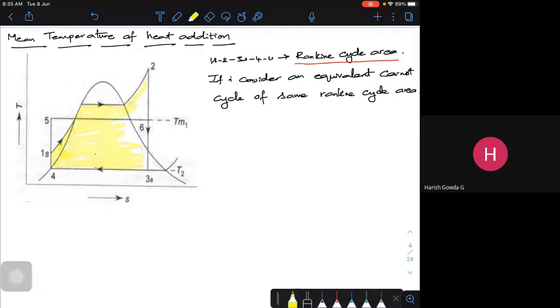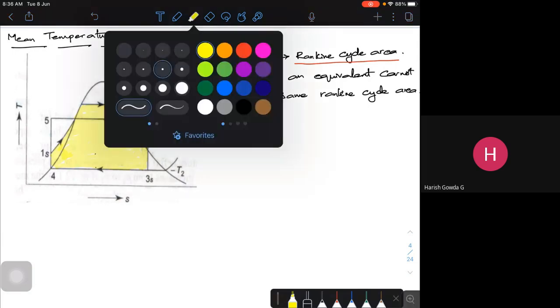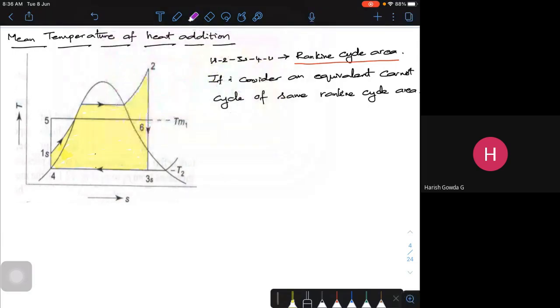Sorry, what is a Carnot cycle? A Carnot cycle is one which consists of two constant temperature processes and two isentropic processes. That means your TS diagram will look like a square or a rectangle depending upon the temperatures and pressures. Now, if I consider the equivalent Carnot cycle area, I will try to obtain an area of this particular form.